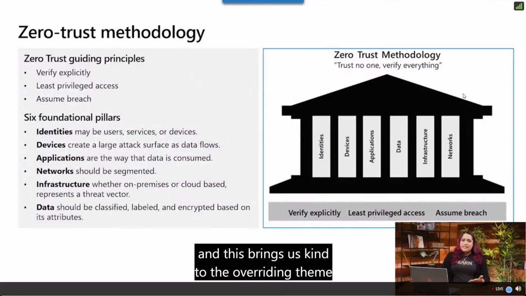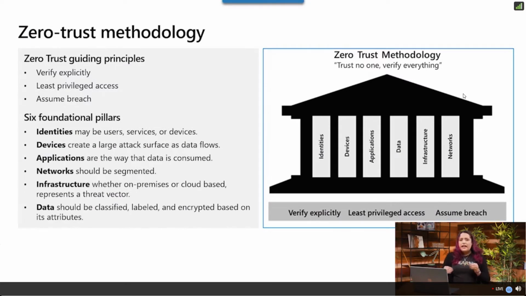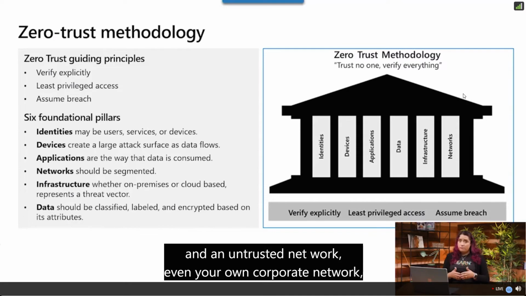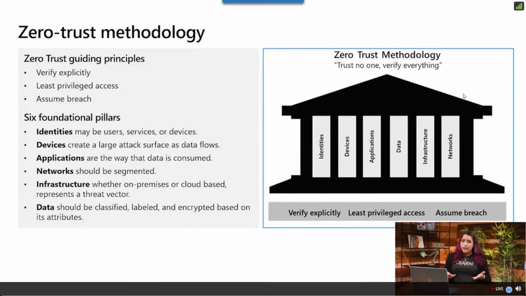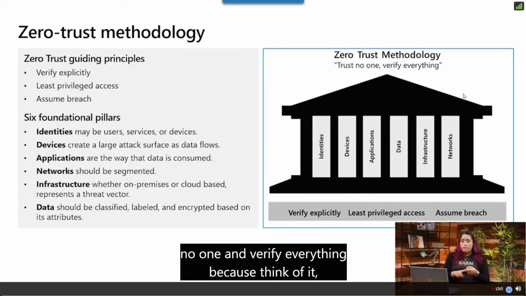And this brings us to the overriding theme of any security solution, the zero trust methodology. This concept assumes that absolutely everything is open and an untrusted network, even your own corporate network. The zero trust model follows the logic of trust no one and verify everything. Because, I mean, think of it.